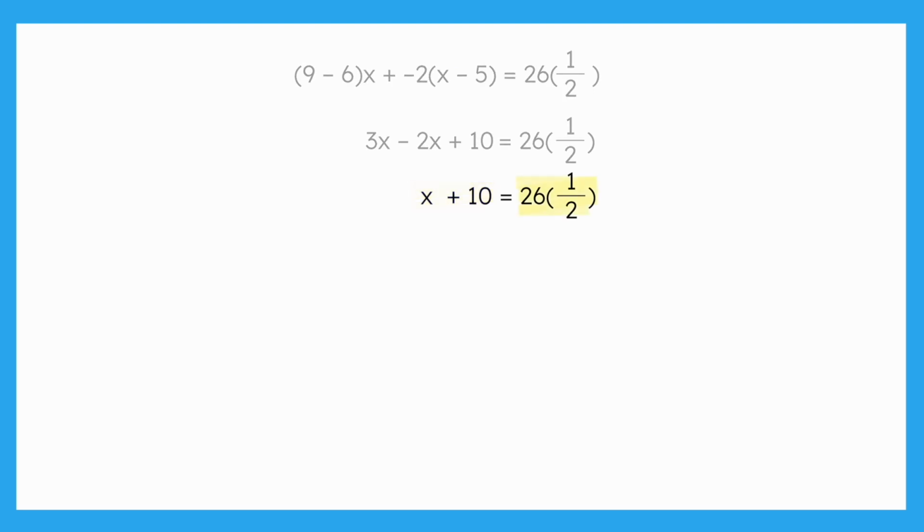On the right, I'll multiply 26 by 1/2. That gives me 26 over 2, which simplifies to 13. Now that both sides are simplified, we can solve for x. Subtract 10 from both sides, and we get x equals 3. Oh, so the puzzle pieces must be in box 3.